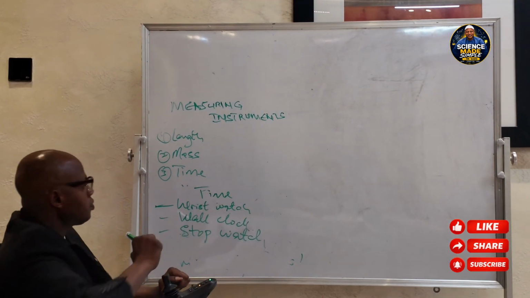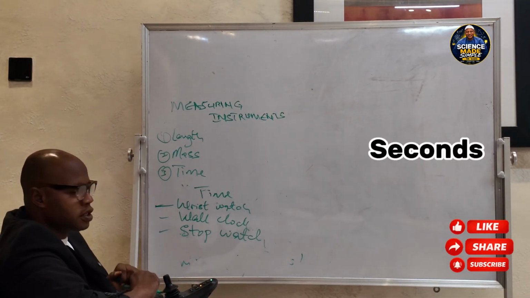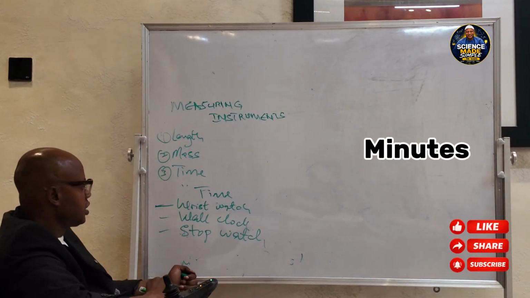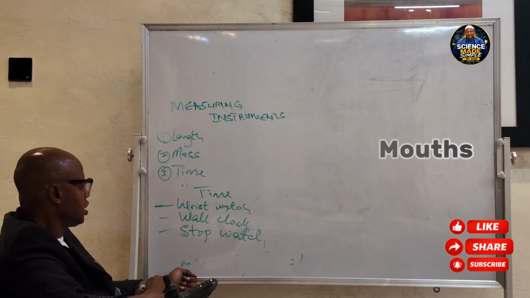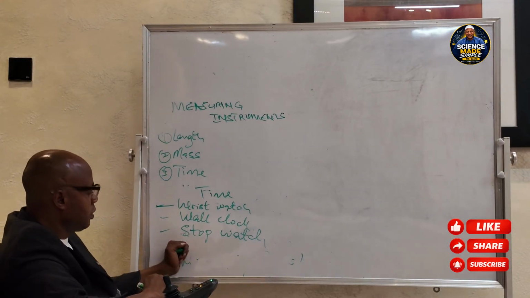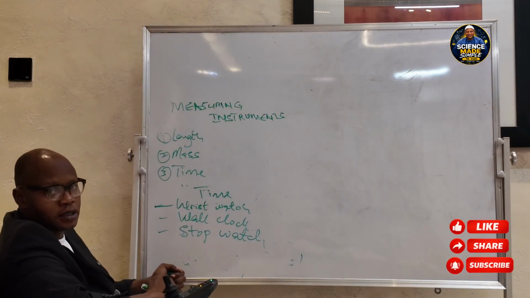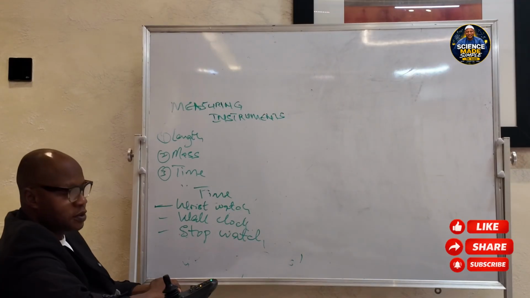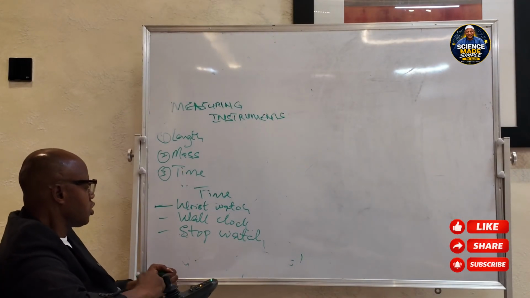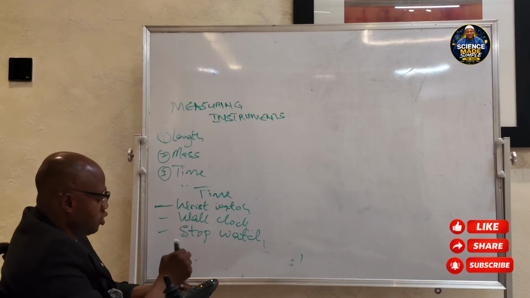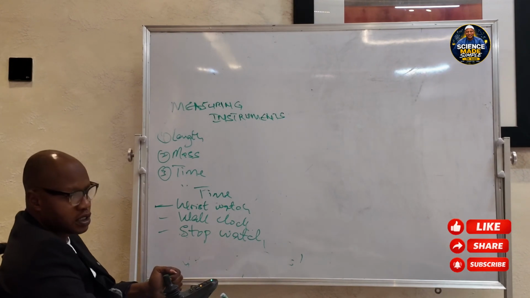The units for measuring time are the seconds, minutes, hours, days, months, year. You can remember this from your elementary mathematics. 60 seconds make 1 minute, 60 minutes make 1 hour, and so on and so forth. So whatever you measure in time, you must convert it to the standard unit of time, which is the seconds.